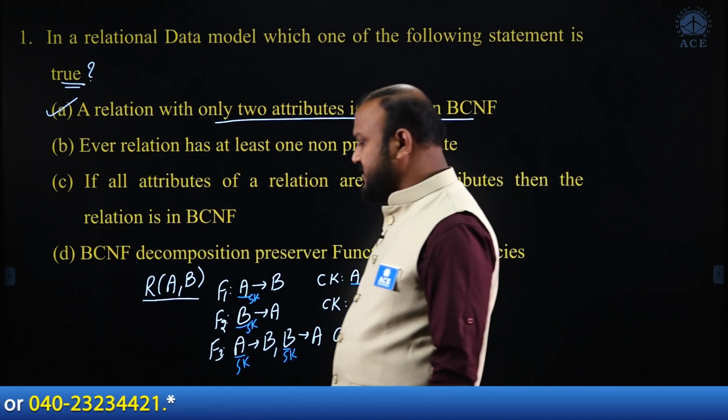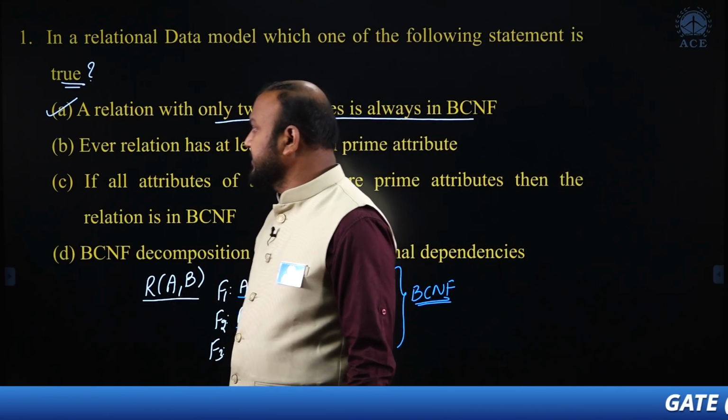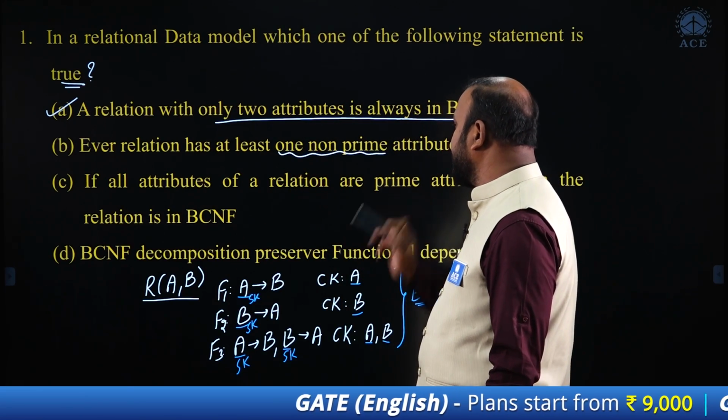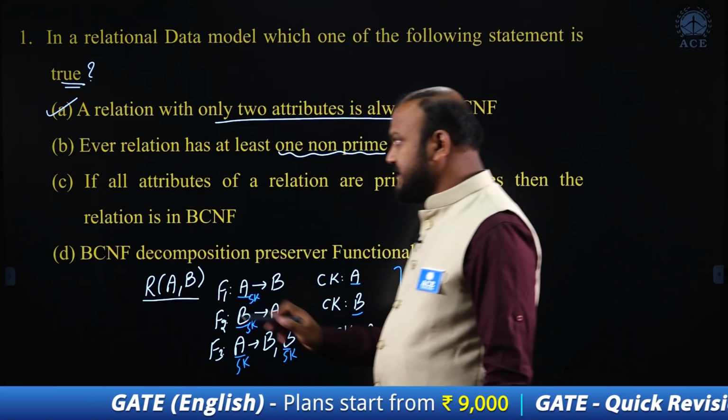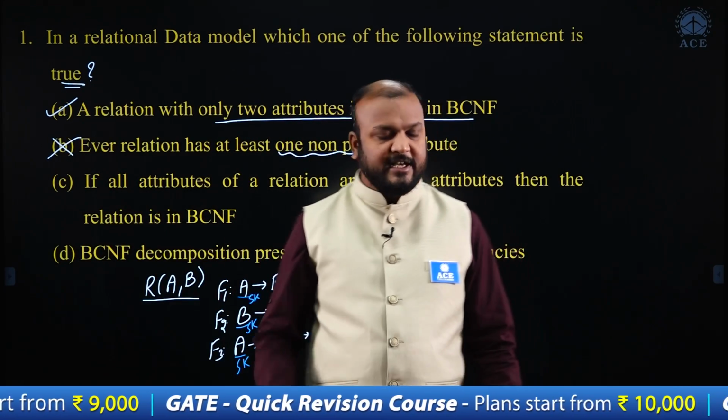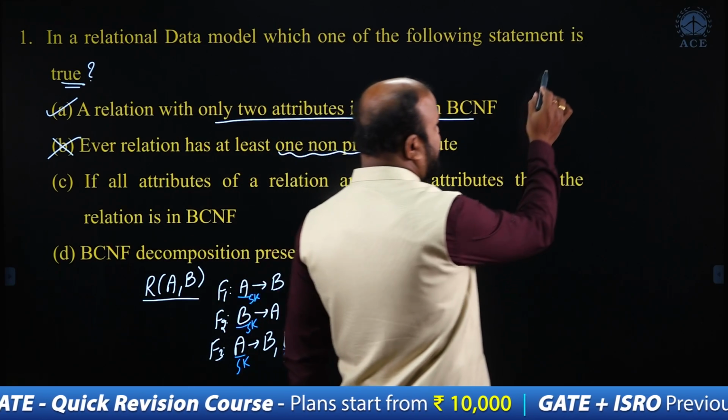Now look at option B. What is option B given? Every relation has at least one non-prime attribute. It is a false statement. It is not required to have at least one non-prime attribute. Let me explain with a small example.